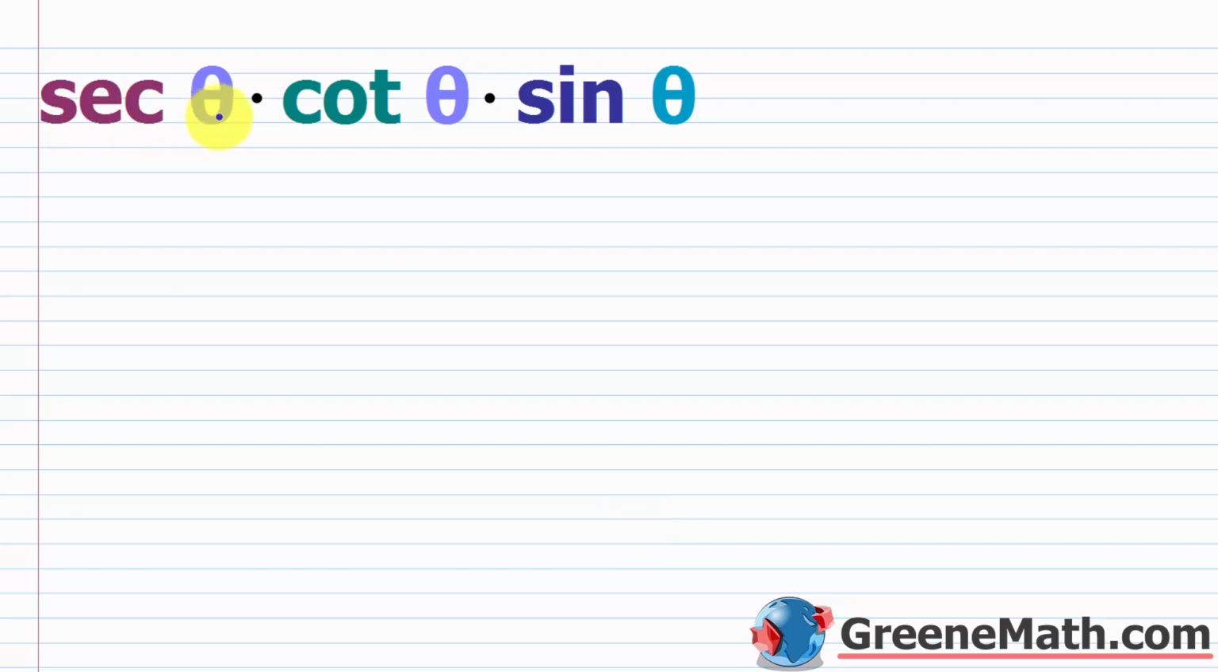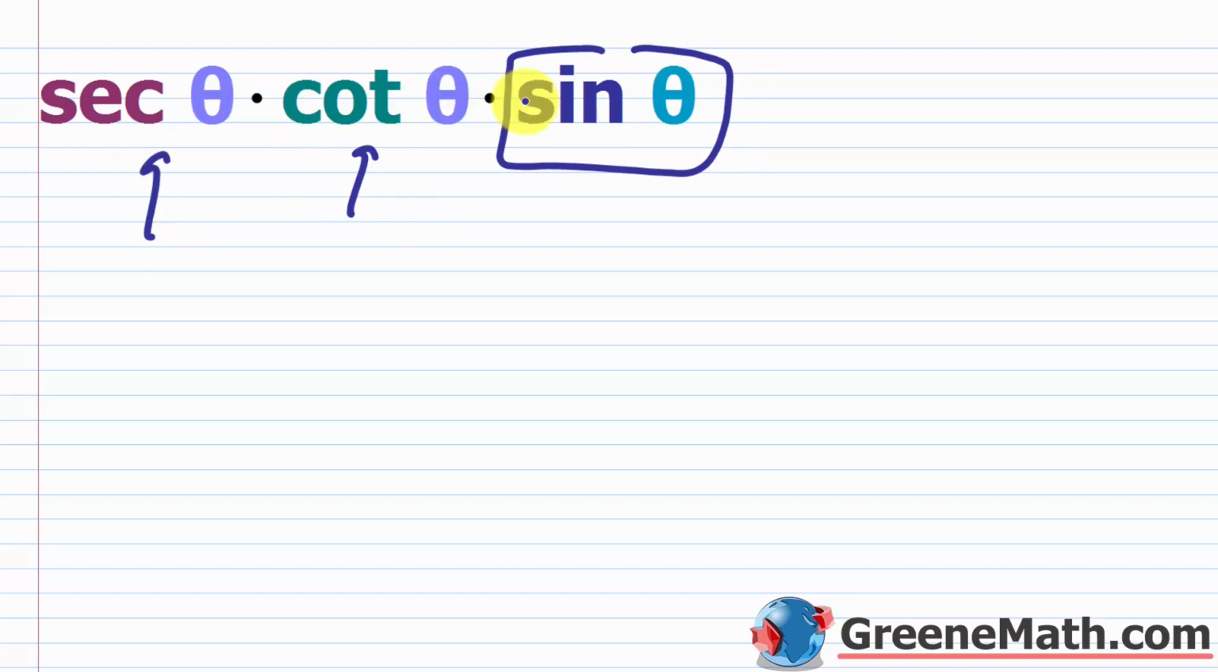So we have the secant of theta times the cotangent of theta times the sine of theta. When you get a problem like this, you want to think about putting your expression in terms of sine and cosine. And if you have sine or cosine in your expression that you're trying to simplify, leave it alone. Don't try to mess with that. You want to mess with everything else. So I'm going to leave this as it is, and I'm going to change this one and this one.